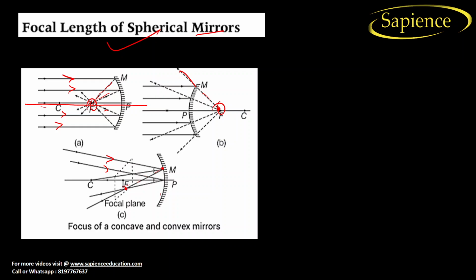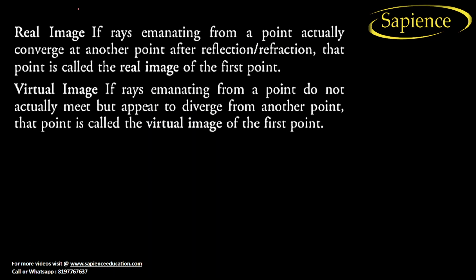See here, it is not meeting at the principal axis, but the plane which is passing through this point will also pass through the principal axis. That point is known as the focus point. So if you want to find a relation, focal length is equal to R by 2. Okay. Now what is a real image?